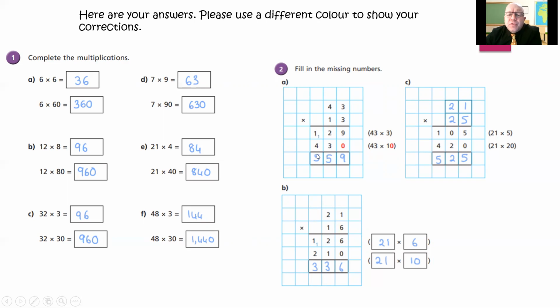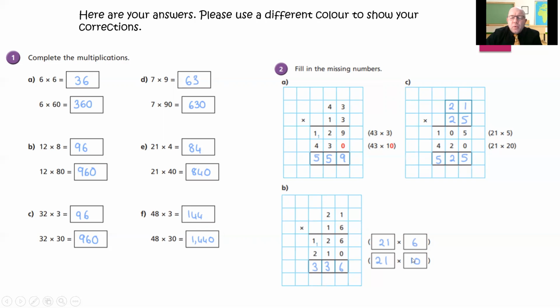And then 1 plus 4, so 100 plus 400 is 500. Okay. B, again, you need to do the addition at the end. 6 plus 0 is 6. 2 tens and 1 ten is 310. 100 and 200 is 300.